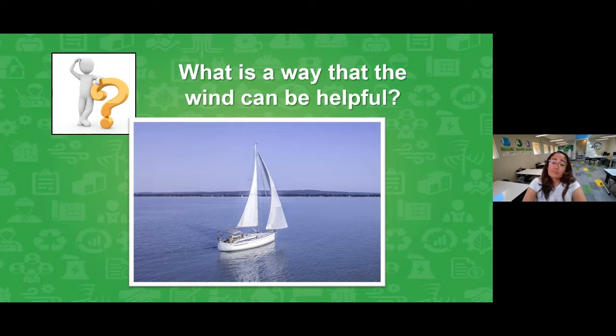However, the wind can actually be very helpful to us in many ways. So I want you to think of ways we might use the wind in science or even for recreational fun. So my first question to ask of you this morning is, what is a way that the wind can be helpful? I'll come back and share all your ideas.